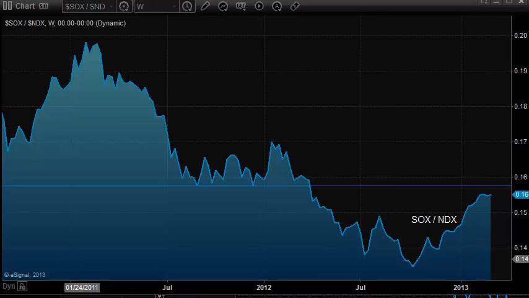And here, looking at the SOX versus the NDX, we're back up in the neighborhood of that key breakdown area, but we've not been able to reclaim that yet. So this is still negative, while we have a short-term positive bias here in the SOX NDX cross.